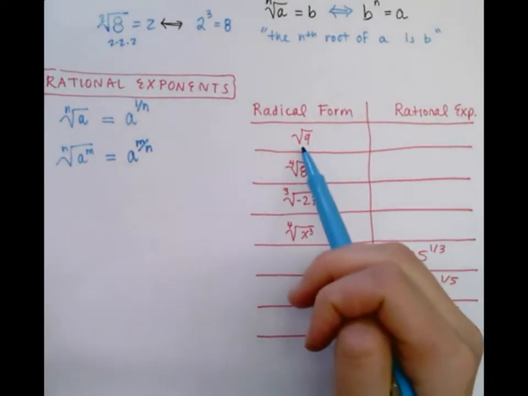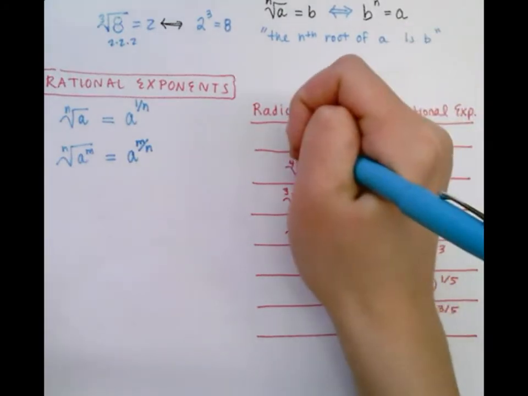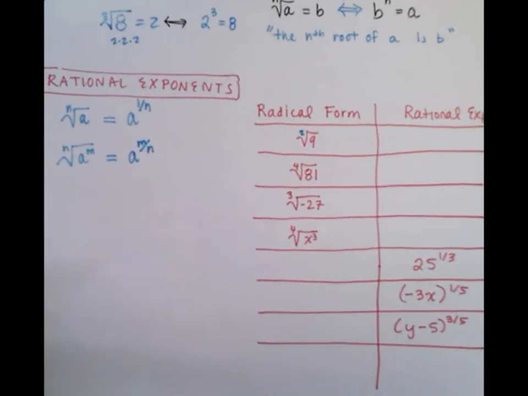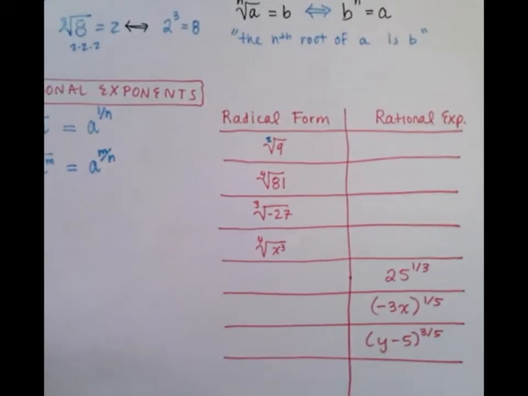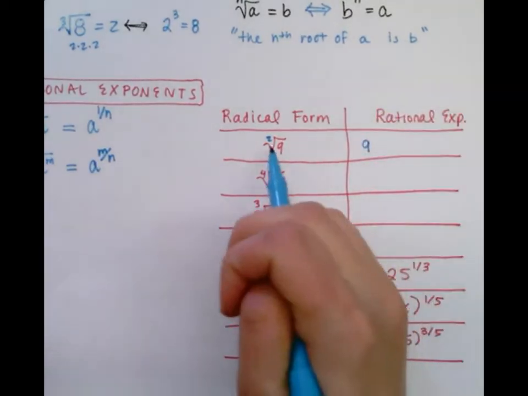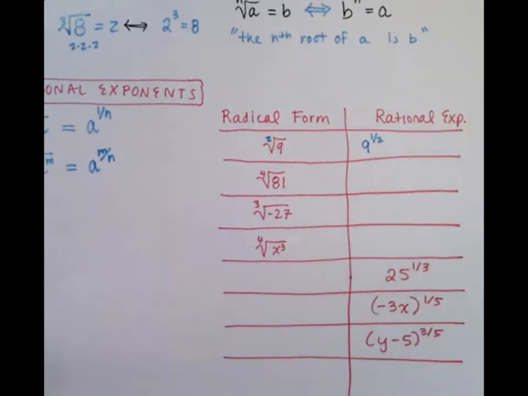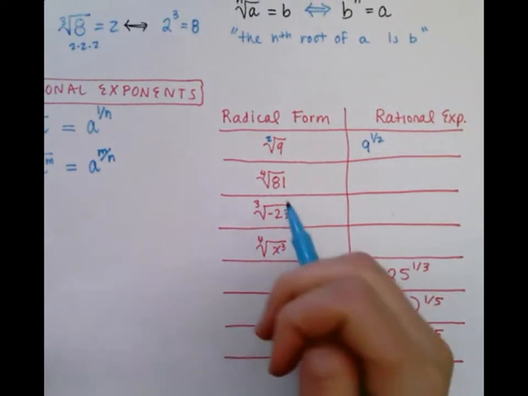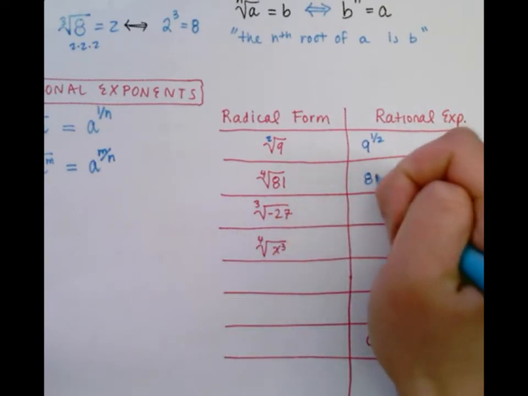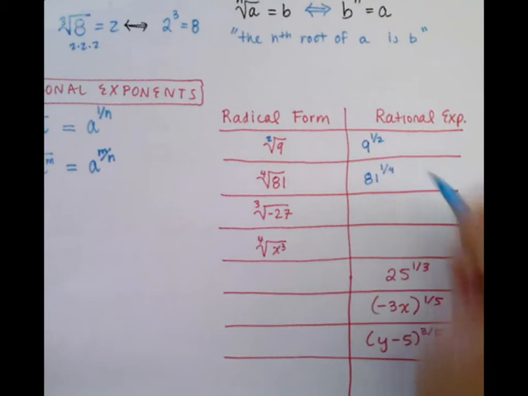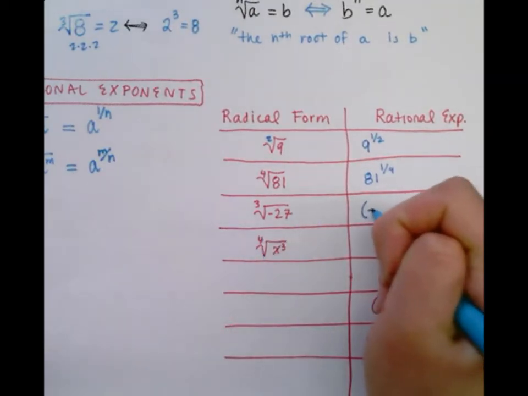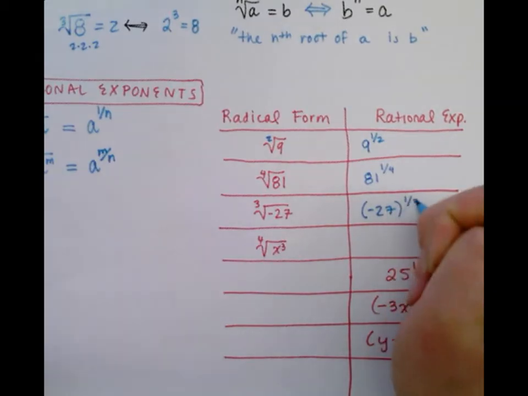We have the square root of 9, right? Remember, if you don't see any number, we're assuming it's a square root. So the square root of 9, if I was going to write that as a rational exponent, I would do 9 raised to the power of 1/2. For the next one, it's the fourth root of 81, so that would be 81 raised to the 1/4 power. The third root of -27 is -27 raised to the 1/3 power.